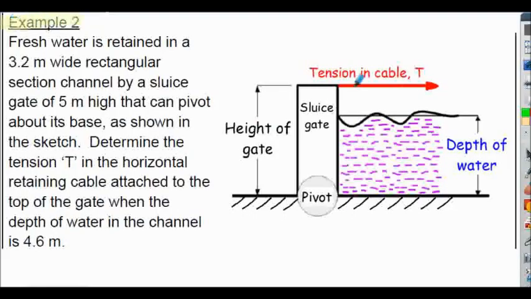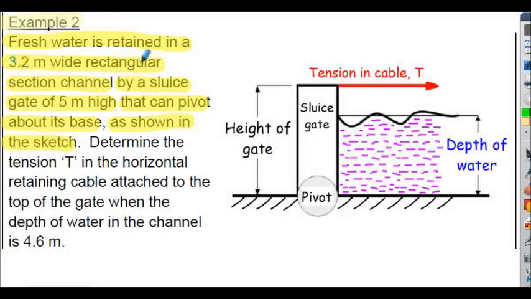Let's consider example 2. Fresh water is retained in a 3.2 metre wide rectangular section channel by a sluice gate 5 metres high that can pivot about its base, as shown in the sketch. When it states width of 3.2 metres, that's effectively out of the page. The height here is 5 metres, the height of the sluice gate, and the sluice gate has a hinge at its base about which the gate can pivot. This allows the water to flow past the sluice gate, but then become trapped again by the sluice gate.